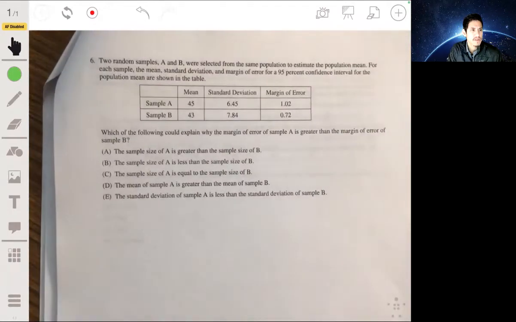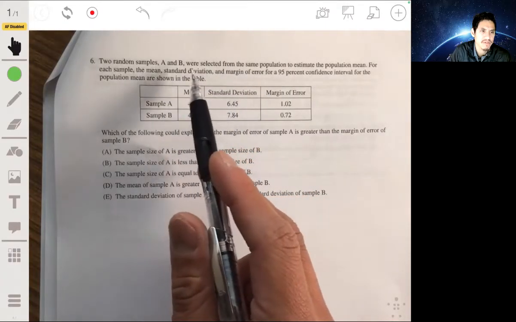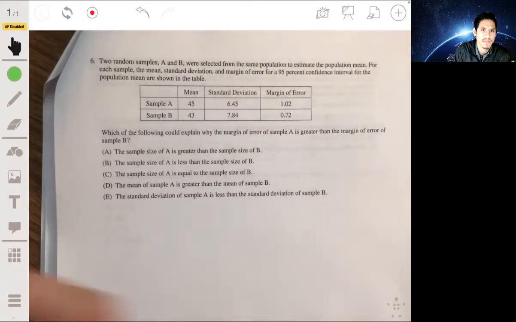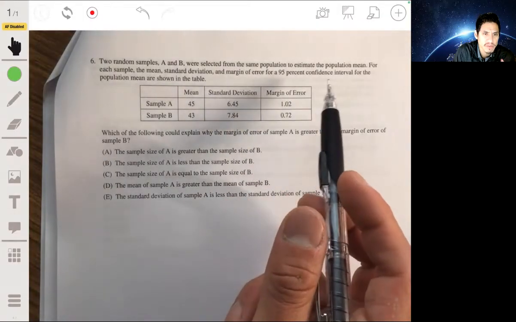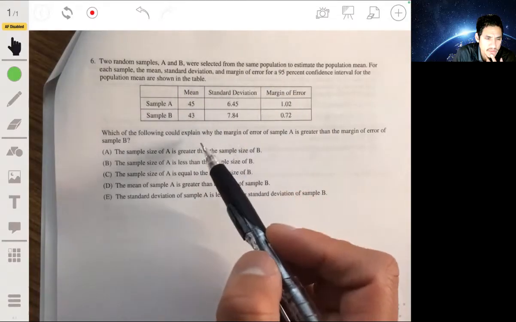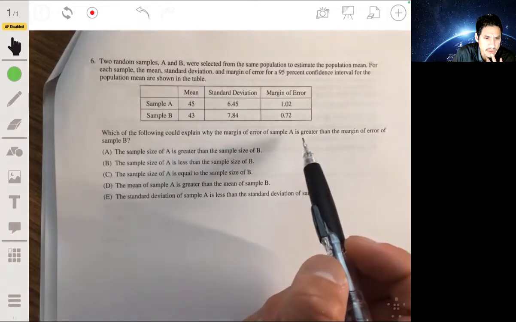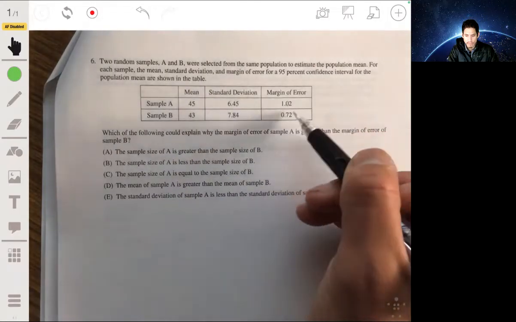6. Two random samples, A and B, were selected from the same population to estimate the population mean. For each sample, the mean, standard deviation, and the margin of error for a 95% confidence interval for the population mean are shown in the table. Which of the following can explain why the margin of error of sample A is greater than the margin of error for sample B? It is greater.